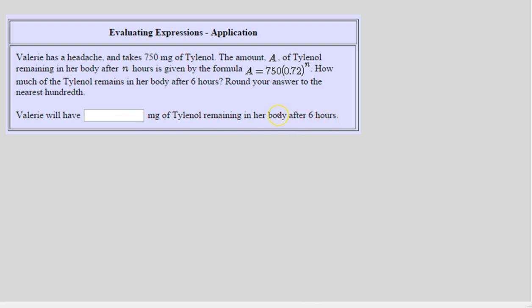So this is what we're trying to find. And also notice I'm going to highlight it here. We are trying to find how much of the Tylenol remains in her body after 6 hours. And then we're also told to round our result. Okay, so now let's see what we're given to help us determine this. So we know that she takes 650 milligrams of Tylenol.